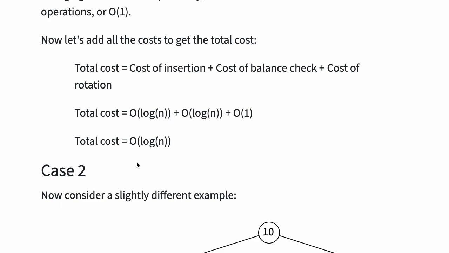Now let's add all the costs to get the total cost. The total cost is the cost of insertion, the cost of the balance check, and the cost of rotation. And those costs are O of log n plus O of log n plus O of 1. And the total cost is O of log n.